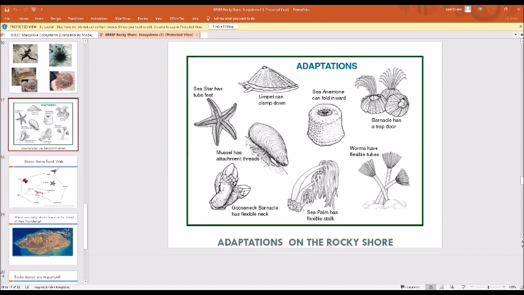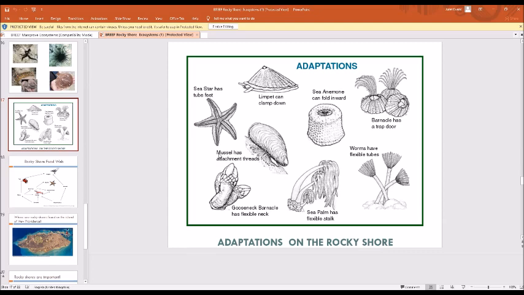Now, this slide basically shows the majority of the adaptations that you find in this ecosystem. We already talked about how a lot of these organisms have shells and different stuff like that to protect them. That's a very common adaptation in this ecosystem. If they don't have a shell, generally speaking, they're going to have some kind of exoskeleton. You see that with the starfish, for example.